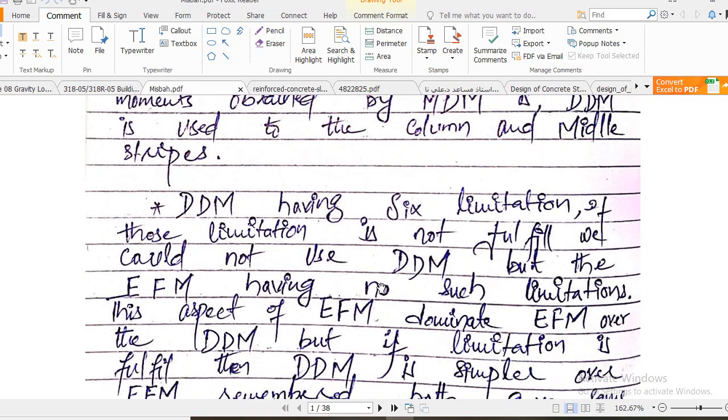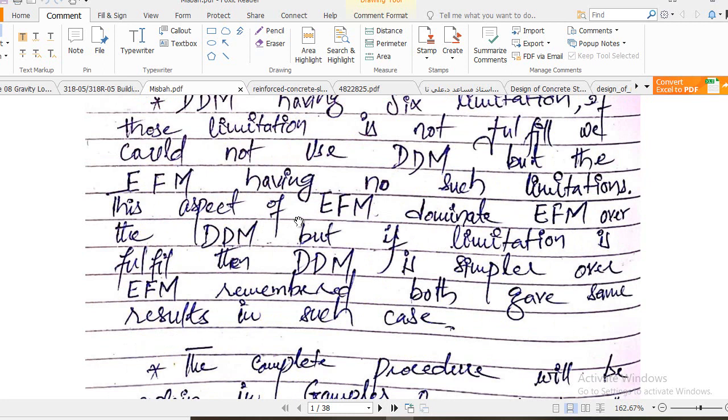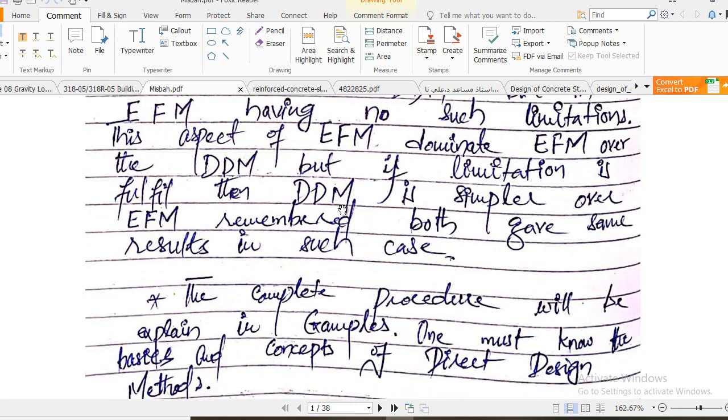Now, DDM has 6 limitations. If those limitations are not fulfilled, we cannot use DDM, but EFM has no such limitations. This aspect of EFM dominates over DDM. But if the limitations are fulfilled, then DDM is simpler. This is a very important point you must remember.